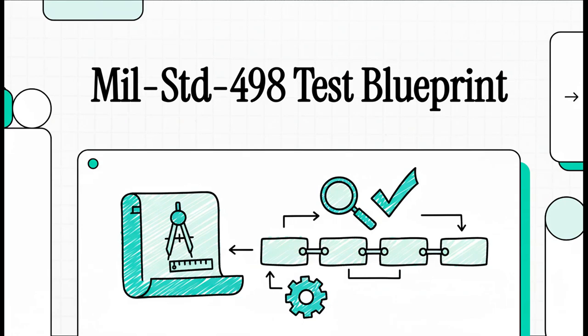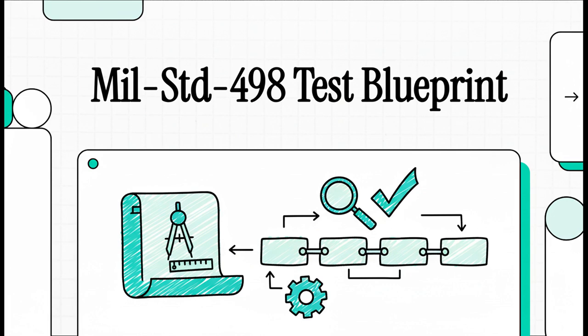Okay, picture this. Someone drops this huge, official-looking government document on your desk. It's just full of acronyms, subsections, the works. And your job? You've got to figure out how to prove a super-critical piece of software works, like, flawlessly. Sounds a little intimidating, right?